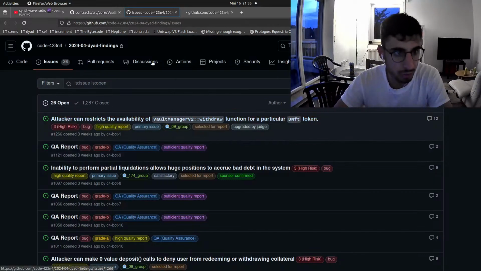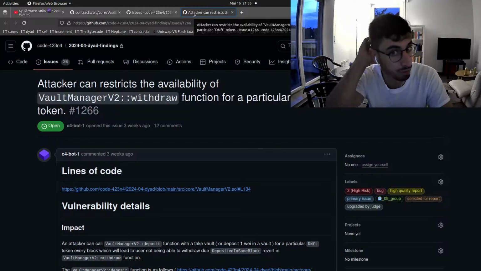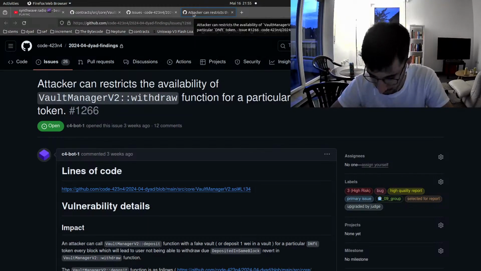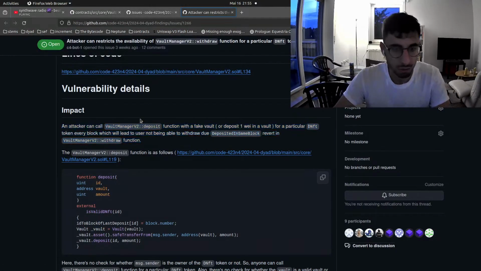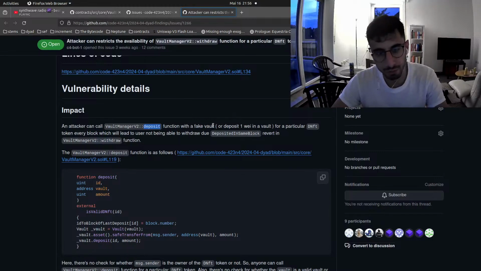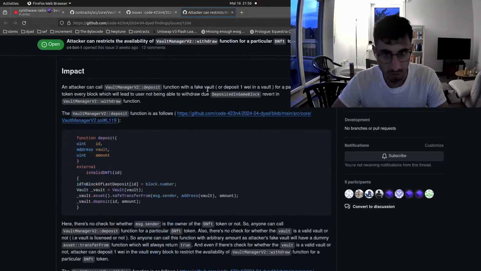Awesome. Let's start with the first one. Attacker can restrict the availability of Vault Manager withdraw function for a particular DNFT token. An attacker can call Vault Manager's deposit function with a bogus vault. So this is the function. For deposit one way in a vault for a particular DNFT token, every block, which will lead to user not being able to withdraw. Okay.